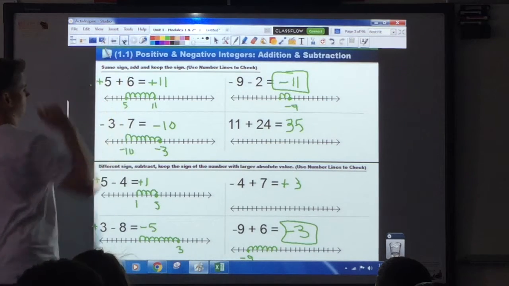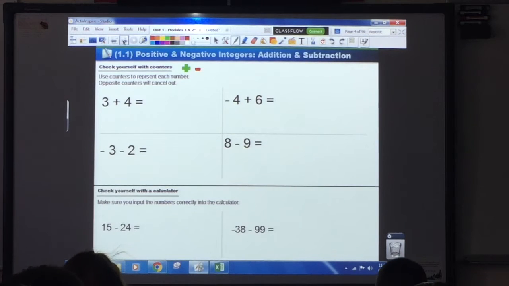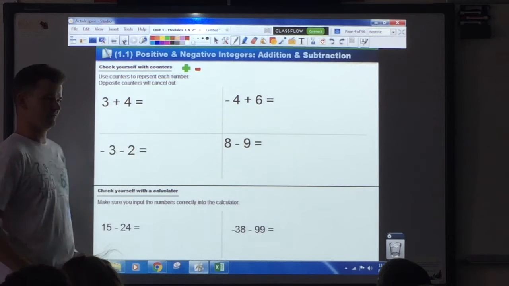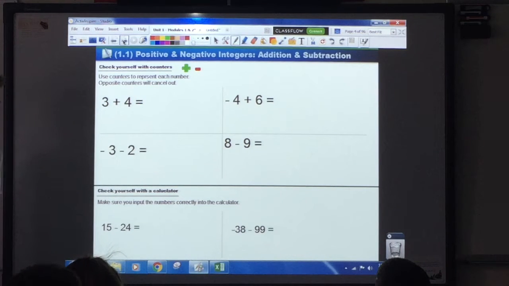All right, let's try another way here. These are known as counters. You can draw them on your paper. They come in lots of different shapes and sizes. Here, I have a green plus, I have a red negative. We can use counters as another way to help us figure out what the number is. And here's how you use counters.